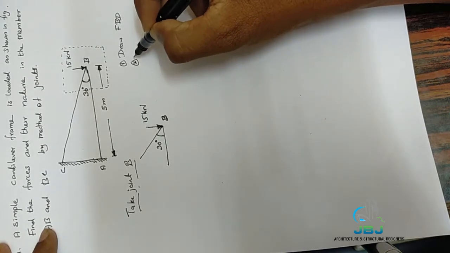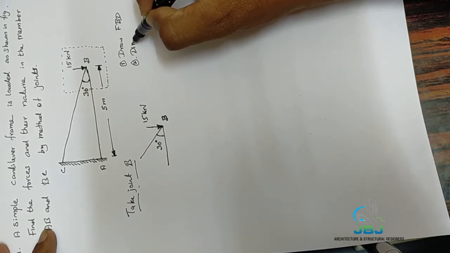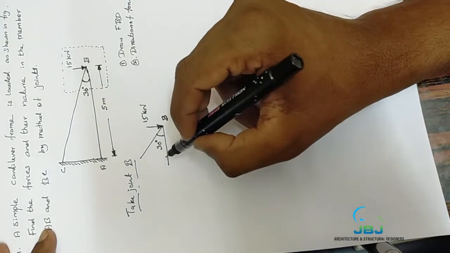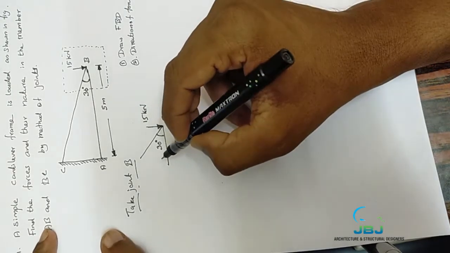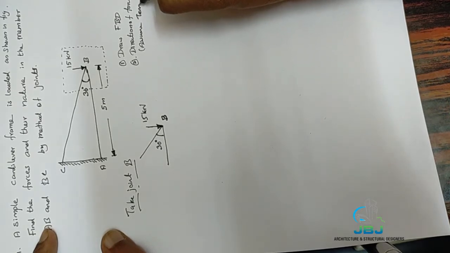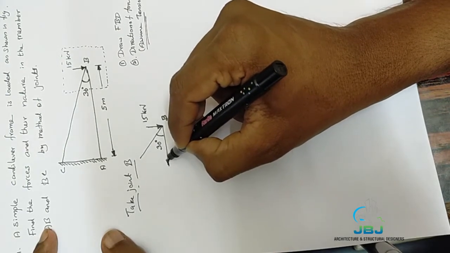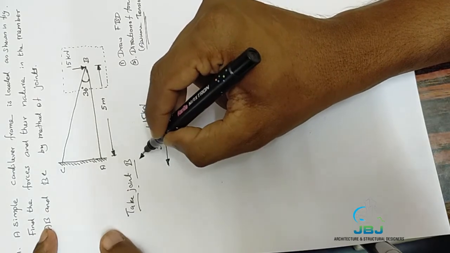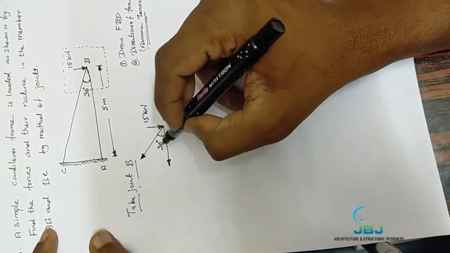Second step, mark the direction of force. Direction of force means we don't know exactly what kind of forces are acting over there. We are just going to assume tension force. This is our assumption. We don't know exactly what kind of forces are acting there, but this is our assumption. We assume that this is a tension member, this is also, that means the tension force is acting over here. That's the concept.